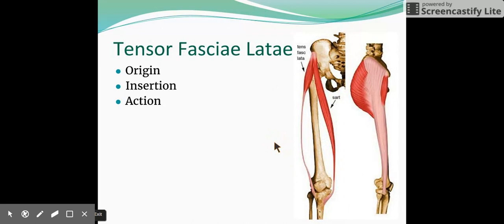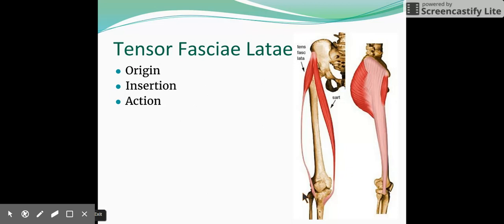Next, we have tensor fascia latae. Tensor fascia latae, although sounding like a delicious drink from Starbucks, is actually a really interesting muscle. It's this little guy right here. You can see on this picture, and it's labeled here. Its origin is all the way up here at the iliac crest, and its insertion is all the way down here at the fibula.